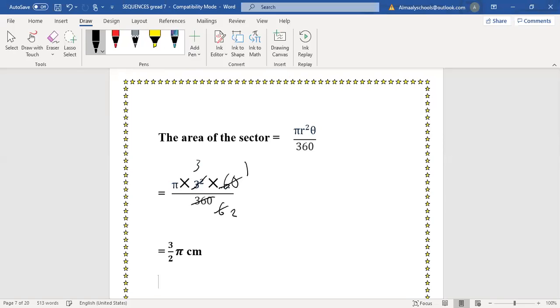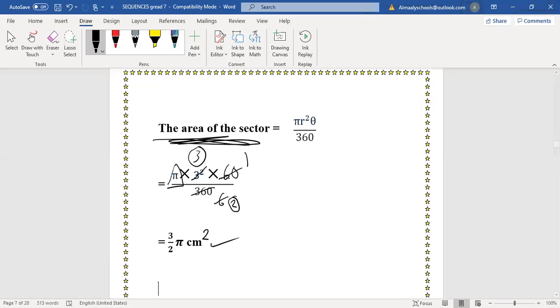So the answer is 3 over 2 π centimeter square. Why centimeter square? Because we are finding the area of the sector. Understood, my sons?